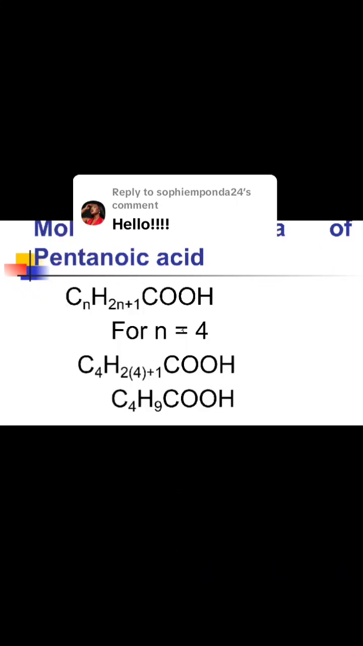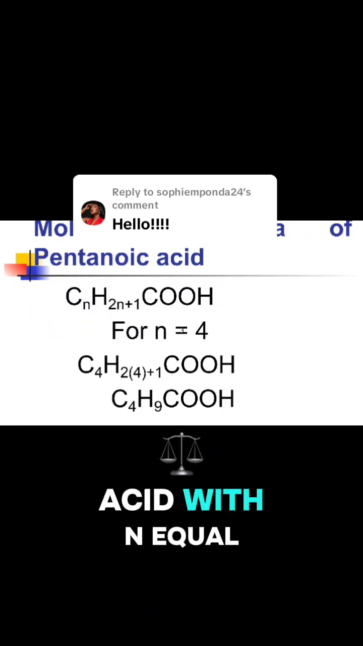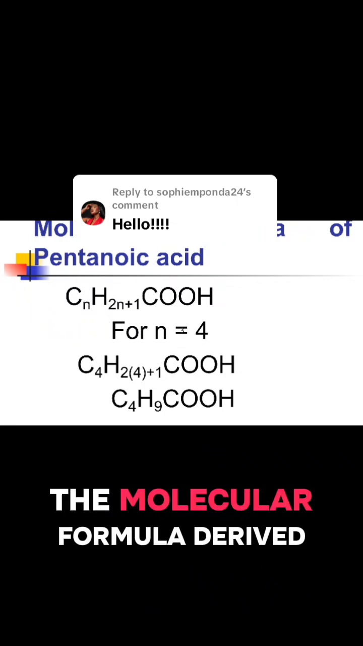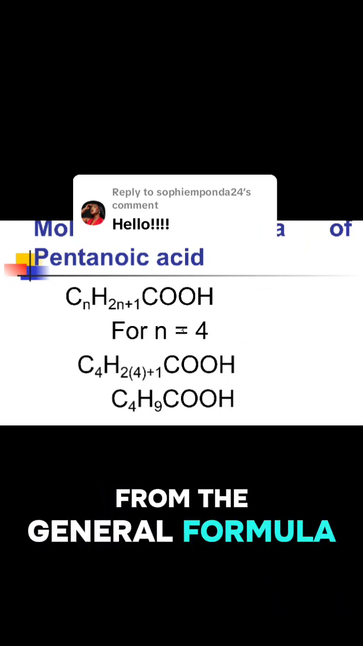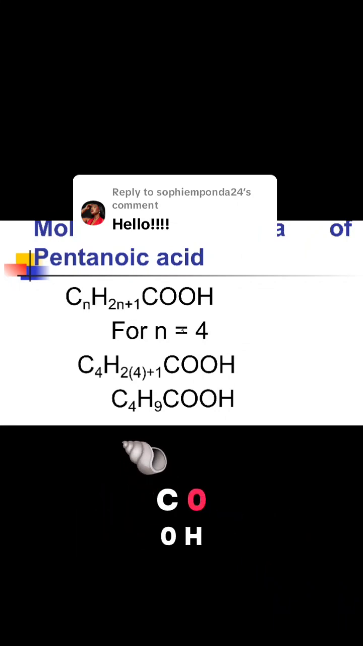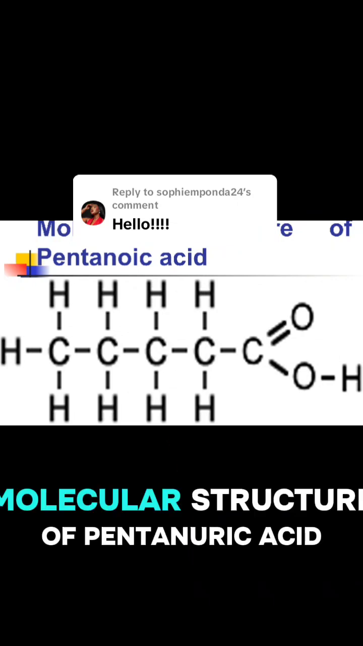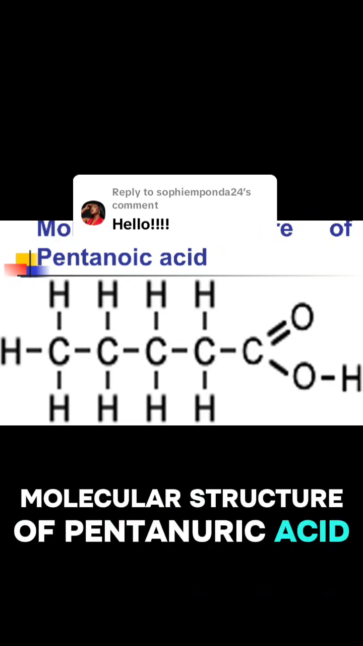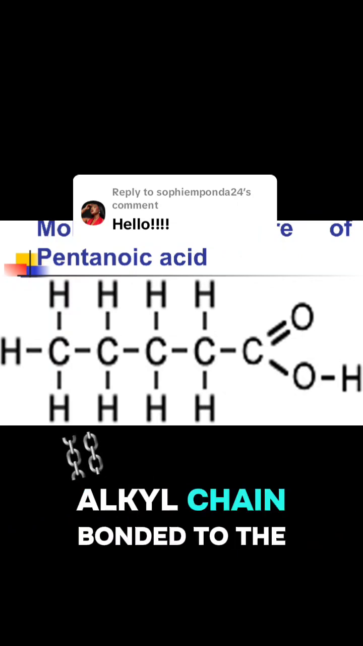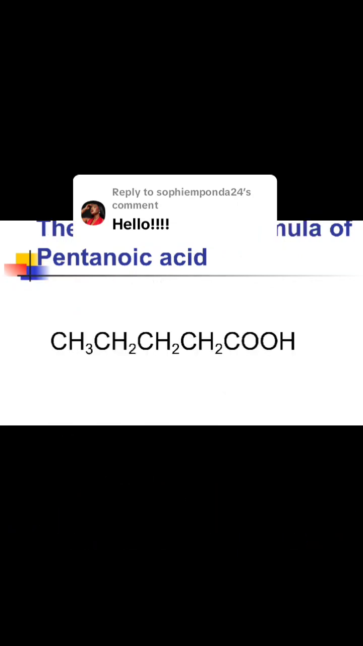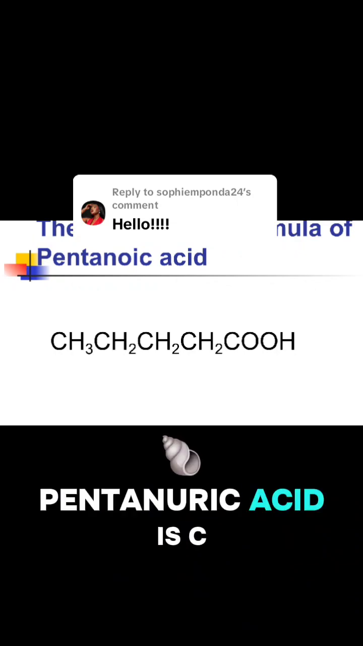The condensed formula for butanoic acid is CH3CH2CH2COOH. Moving on to pentanoic acid, with n equal to 4, the molecular formula derived from the general formula is C4H9COOH. Here we see the molecular structure of pentanoic acid, demonstrating the 4-carbon alkyl chain bonded to the carboxyl group.